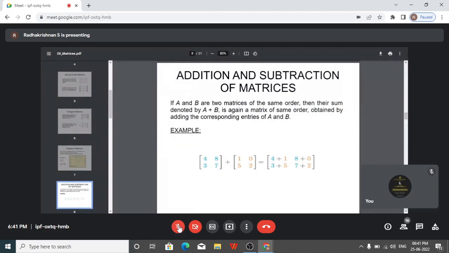So this matrix is 5, 8, 8, 9. That is how we add matrices. Obviously we can add two matrices only if they are of the same order; otherwise we cannot add them. A plus B is also a matrix of the same order, obtained by adding the corresponding entries of A and B. The same applies for subtraction: we subtract the corresponding elements.